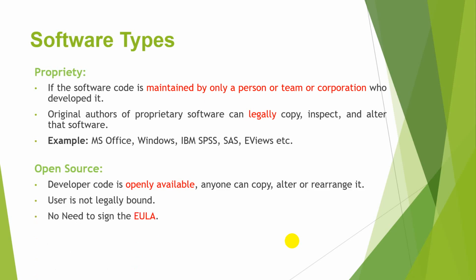There is no need to sign an end user license agreement because this is free source software. No one is restricted. That is why an end user license agreement is not required for this type of software. For example, we have LibreOffice, R and Python. These are freely available sources, available online. You can download them and start utilizing this software.